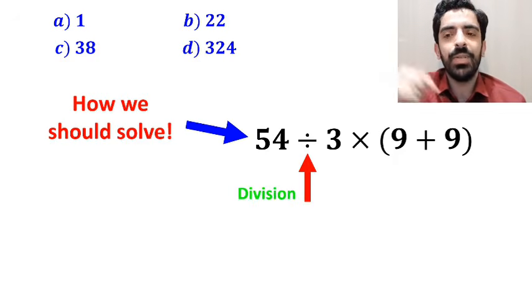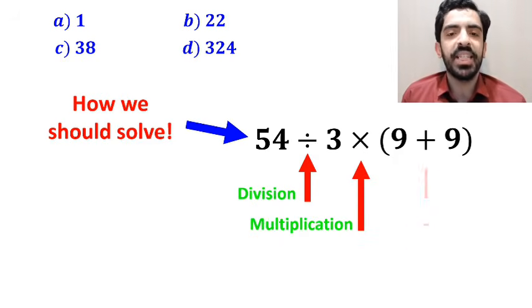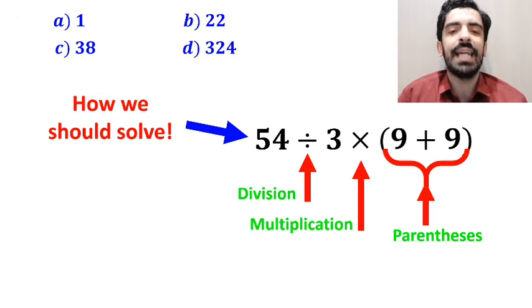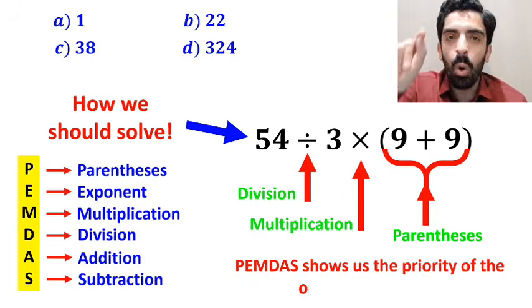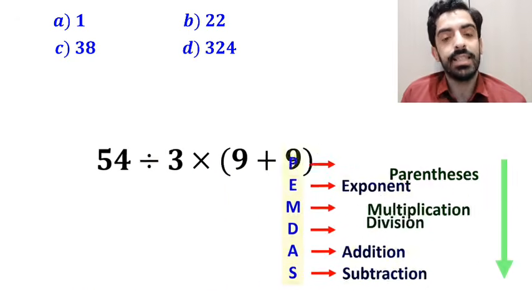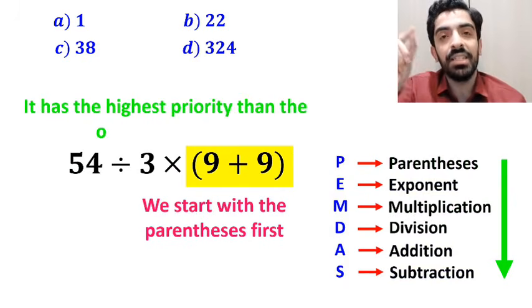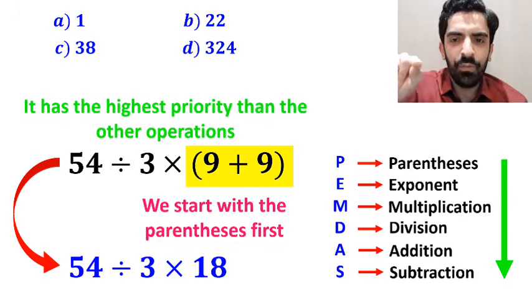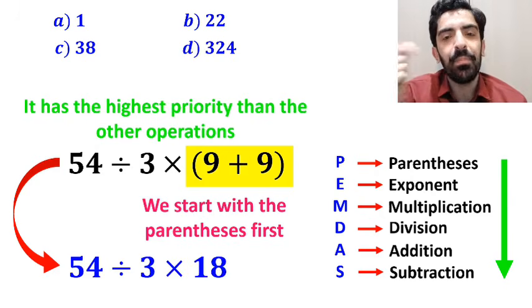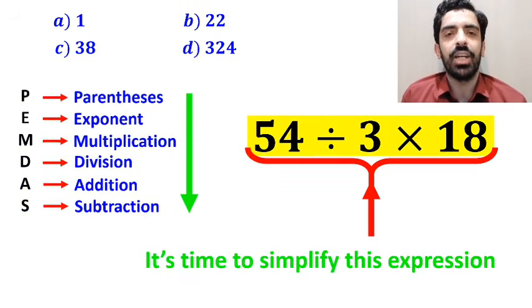As you can see on the screen, in this expression, first we have a division sign followed by a multiplication sign and finally parentheses. To solve this question, we need to use the PEMDAS rule. PEMDAS shows us the priority of the order of operations. So, we start with the parentheses first because it has the highest priority among the other operations. Okay, this expression simplifies to 54 divided by 3 multiplied by 18. Now, it's time to simplify this expression.